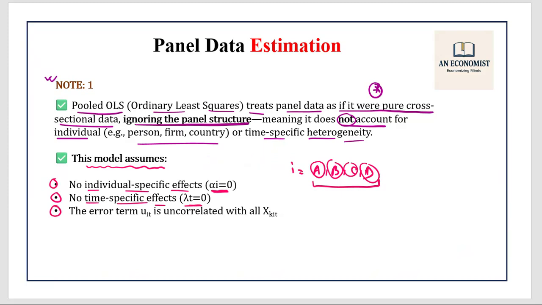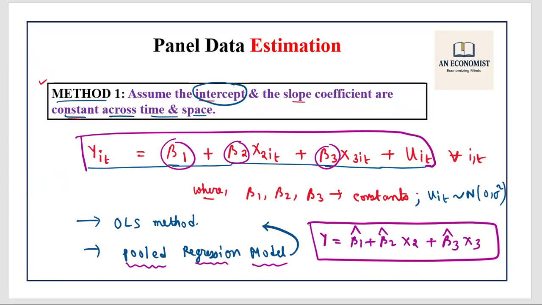And the third thing: we assume that the error term, that is the idiosyncratic error, is uncorrelated with the explanatory variables, which helps you understand that the explanatory variables are exogenous in nature. There is no problem of endogeneity in our model. And this is note one. These are the first observations that you can make about this particular model.